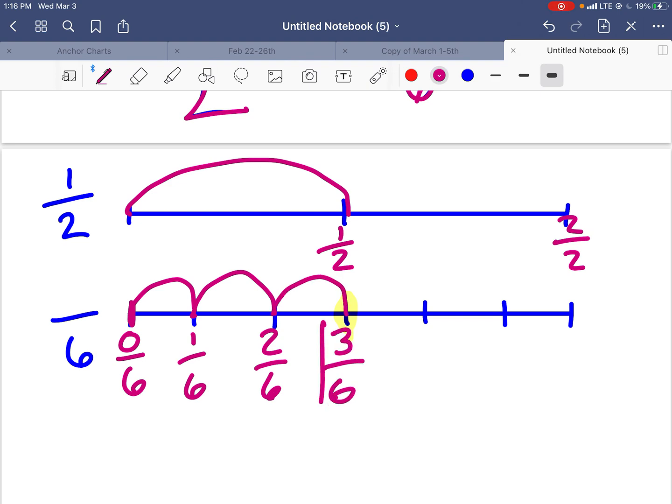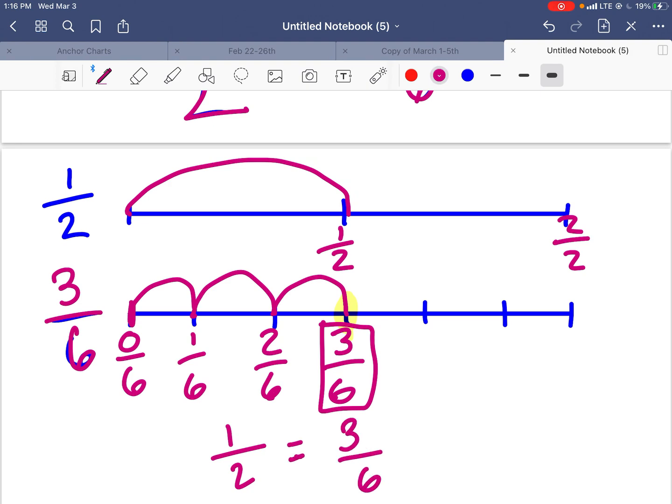So what fraction am I at? 3/6. 3/6 is equal to 1/2. All right, 3/6 and 1/2 are equivalent. Awesome.